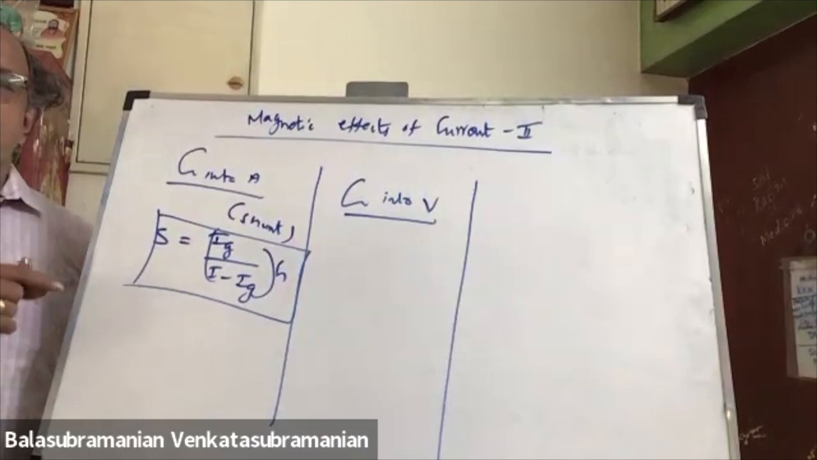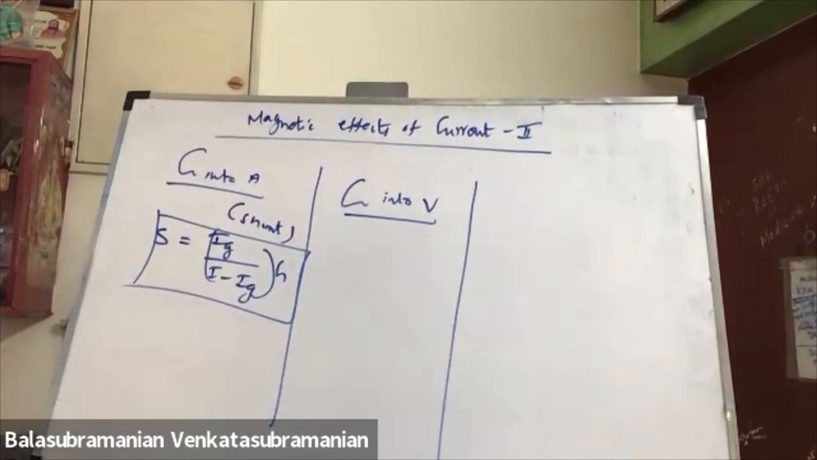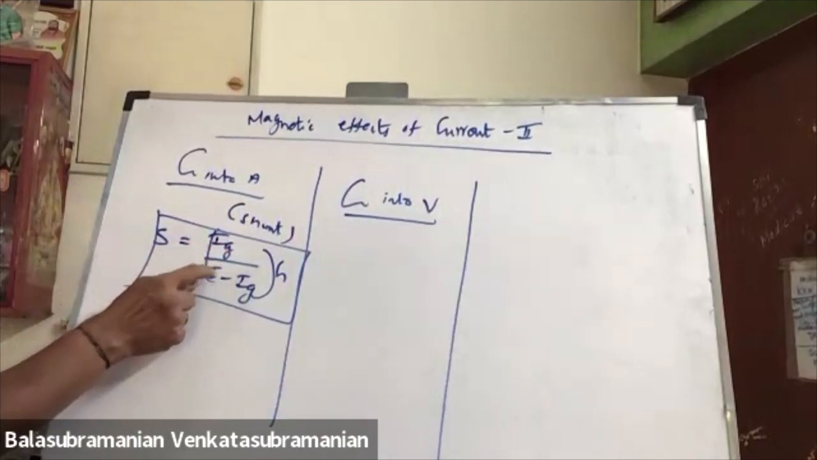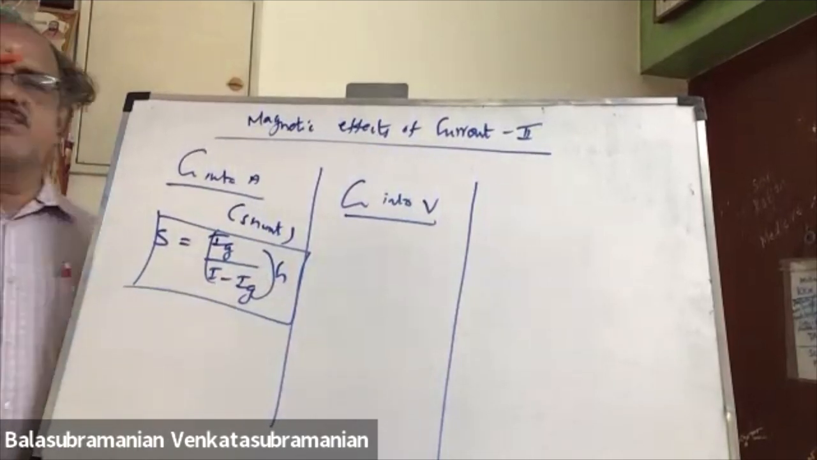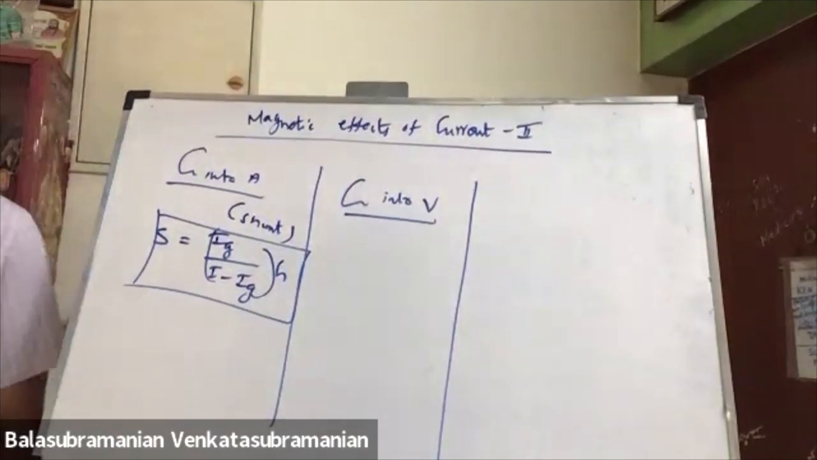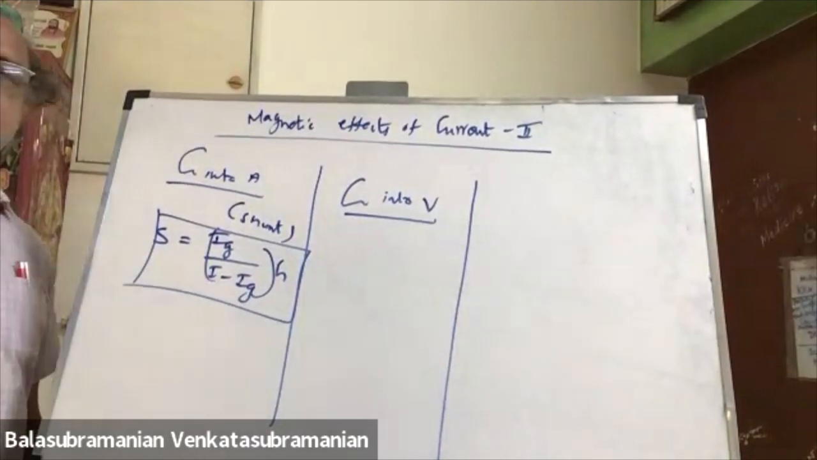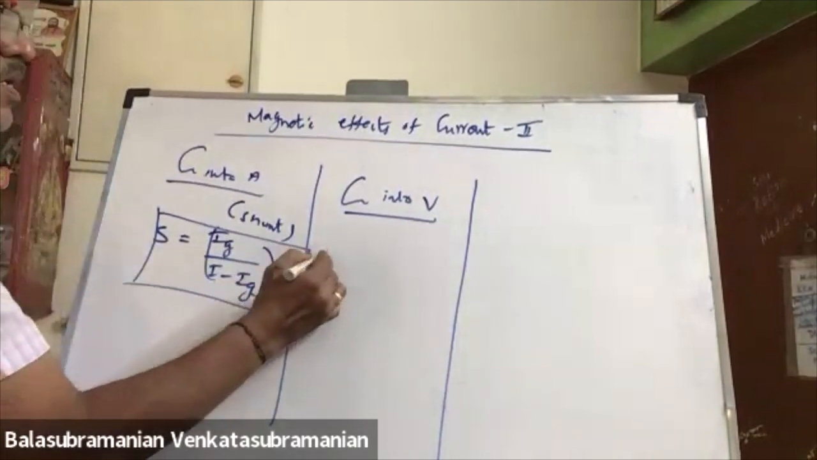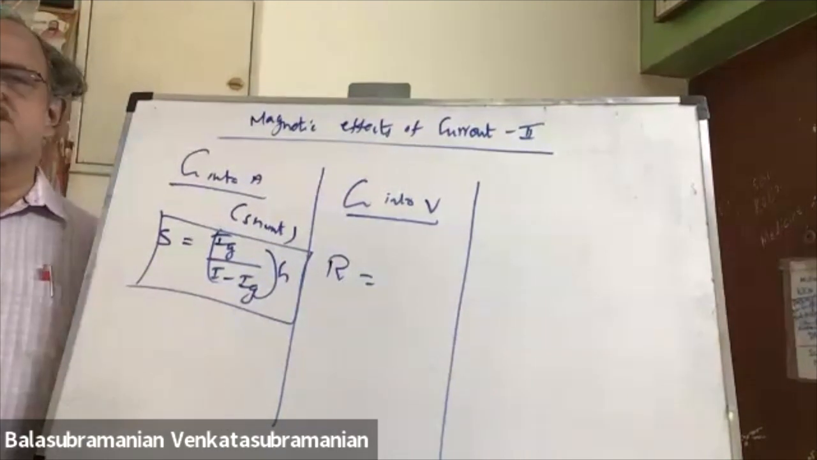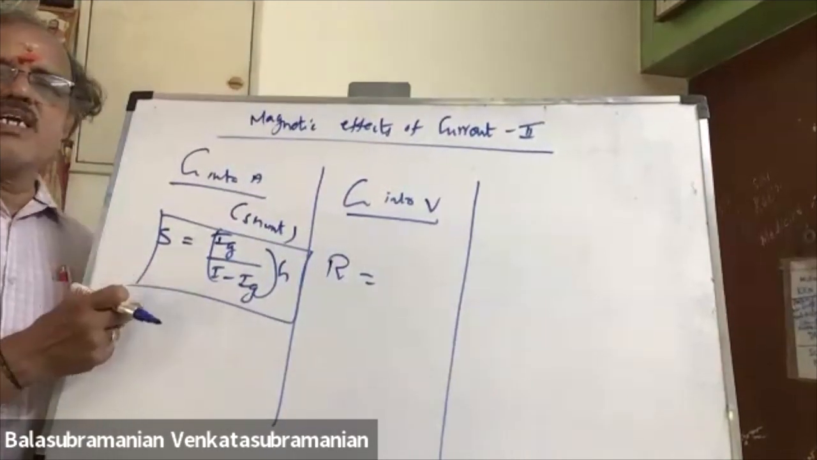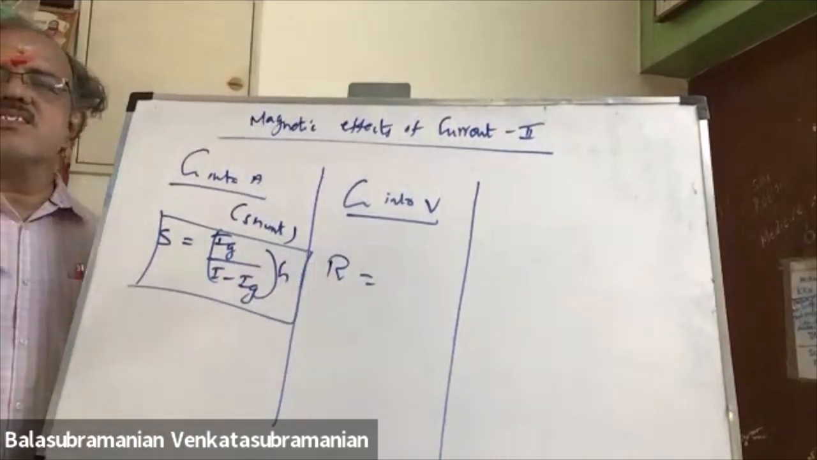S is called the low resistance which has to be connected. Ig is the galvanometer current, I is the total current, G is the galvanometer resistance. Okay, fine. To convert a galvanometer into a voltmeter, you have to connect a high resistance in series. This is connecting low resistance in parallel. There you have to connect high resistance in series.